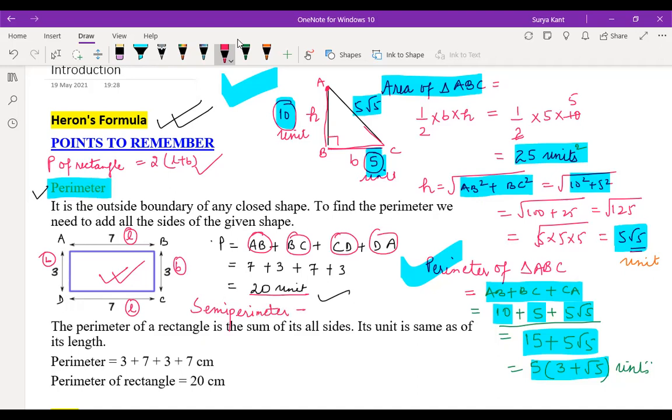What do you say, Satvik? Satvik, can you hear me? Yes, sir. Tell me, what is semi? Semi means half. Here the perimeter is 20. So what is the semi-perimeter? Half of 20, 10 units. Yeah, 10 units. Very good.